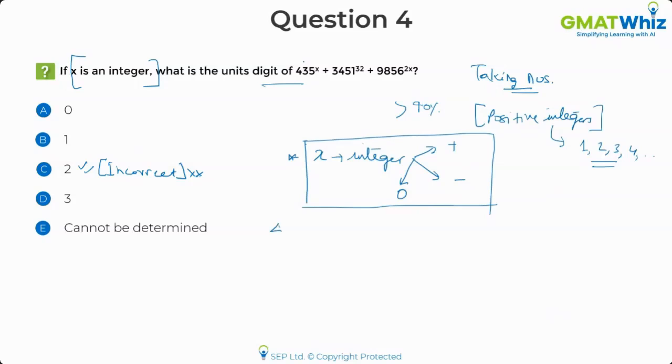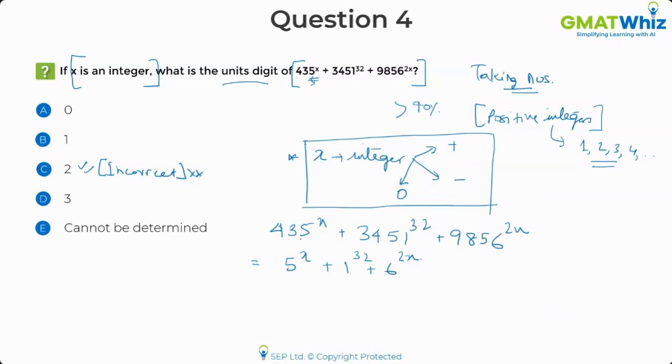Now, in this question, the question is fairly easy. You've been given this expression and asked for the units digit. The units digit depends only on the units digits. So instead of writing 3451 to the power x, 32 and 9856 to the power 2x, you can reduce this and write it as 5 to the power x, 1 to the power 32, and 6 to the power 2x, because you're only interested in the units digit.